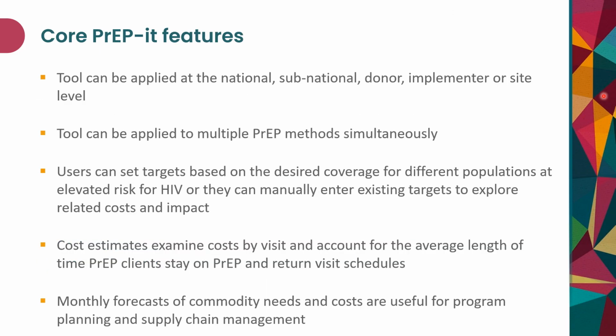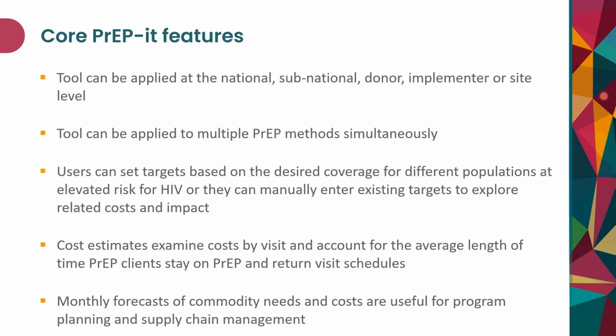Prep-It was designed to be flexible, to meet the needs of different types of users, and adapt to the wide variability in PrEP program design. The tool can be applied at different levels, including the national, subnational, donor, implementer, or site level. Additionally, the tool can be applied to multiple PrEP methods simultaneously, such as the pill and the ring. The most common reason for using Prep-It is to set targets, where targets are set by different priority populations.